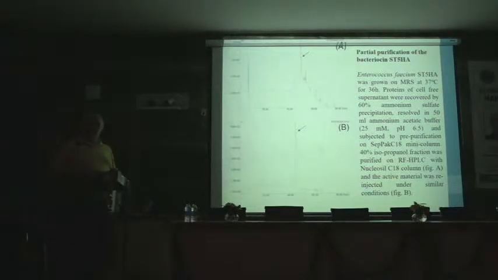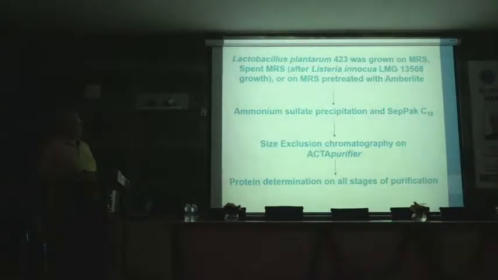And then you can even change the column. You can change the gradient. You can play on the gradient, but you need to separate, because going to the mass spectrometry, you need to be sure you have only one. And once mass spectrometry confirms that you have the pure material, you go for the amino acid sequence.